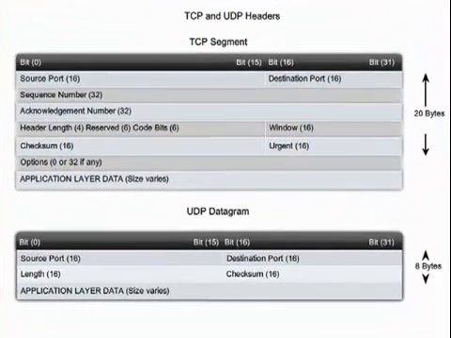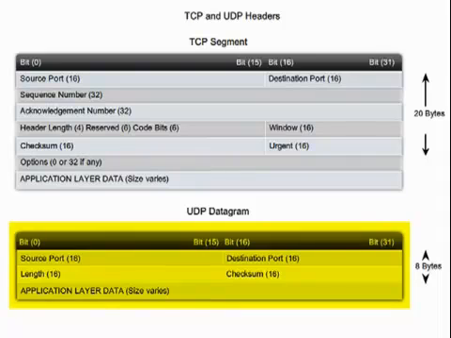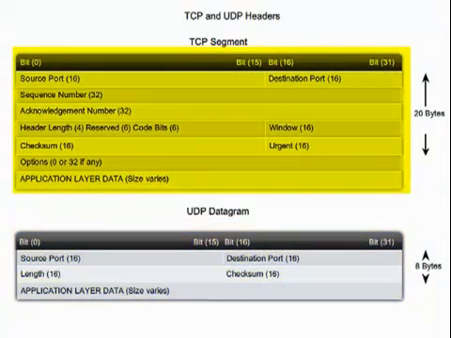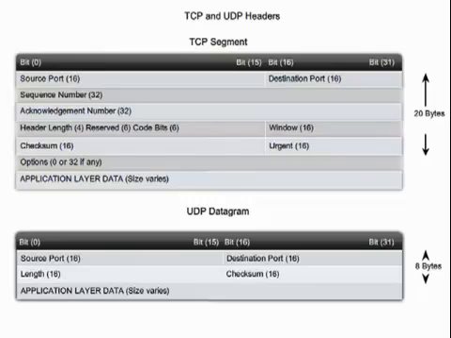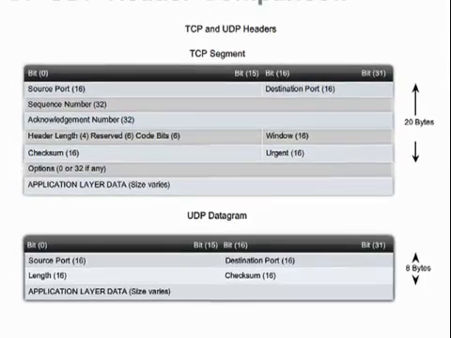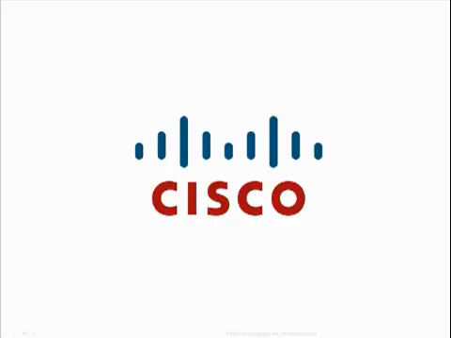As you can see, the header information added to upper layer data by UDP is smaller than that added by TCP. UDP is not connection-oriented and does not provide the sophisticated retransmission, sequencing, and flow control mechanisms that are provided by TCP. This does not mean that applications that use UDP are always unreliable. It simply means that these functions are not provided by the protocol and must be implemented elsewhere, usually at the application layer if required.